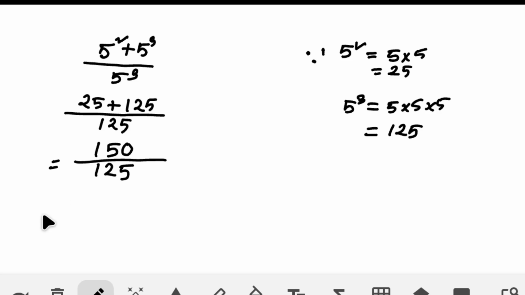We can simplify this fraction. Both numbers are divisible by 25. 150 divide 25, 125 divide 25.